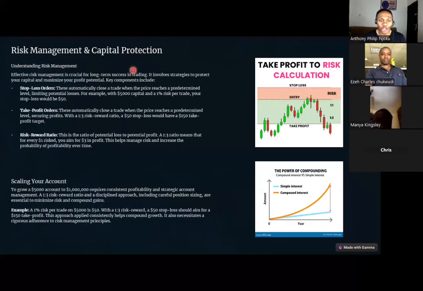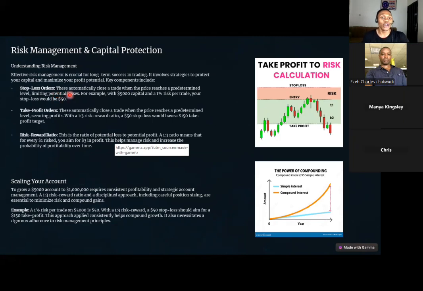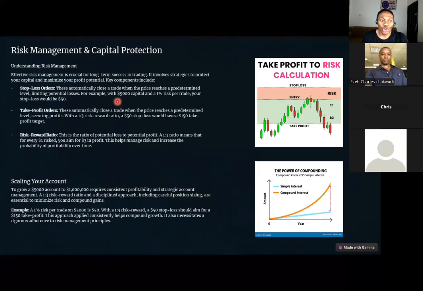Key components include stop loss orders. This automatically closes a trade when the price reaches a predetermined level, limiting potential losses. For example, with $5,000 capital and a 1% risk per trade, your stop loss would be $50. Just like you can see over here, this is the entry, this is the stop loss. If the market went up like this, the candle went up, and then came over here and hit this level, you will lose $50. That is your stop loss to stop losing.